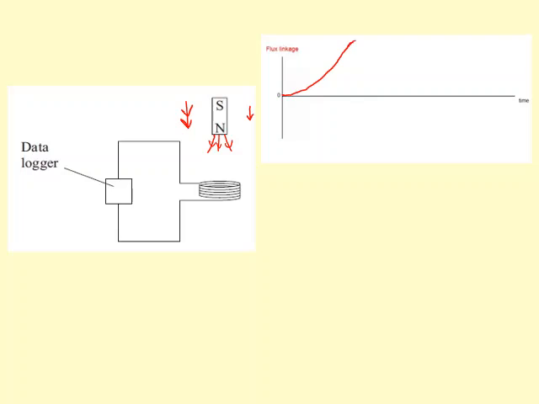It'll reach a maximum when it's at the center, and then the flux linkage will start to decrease as the magnet moves away. But because the magnet has been accelerated by gravity, when it's moving away it will be moving much more quickly than it came in. So the decrease in flux is going to be much sharper.